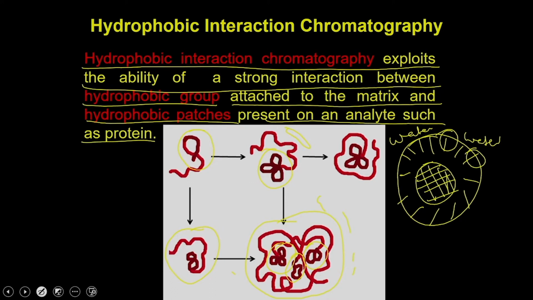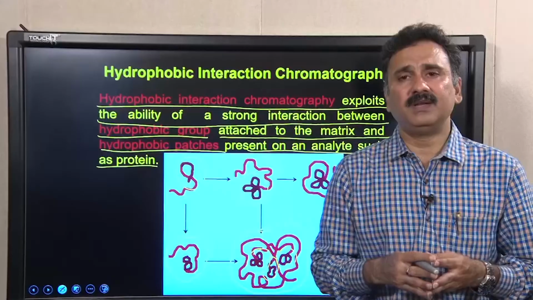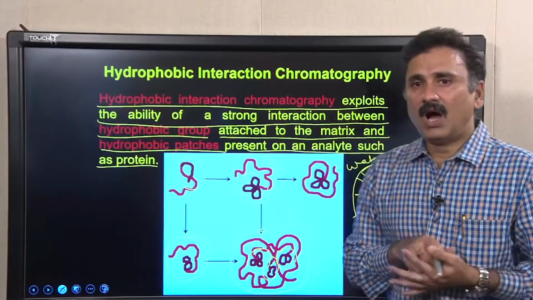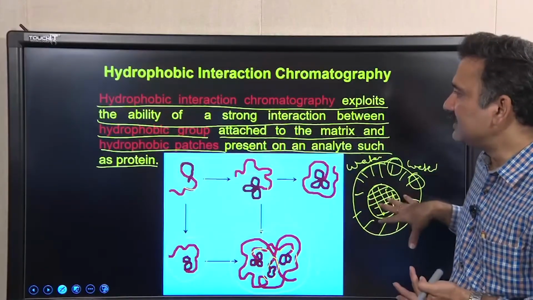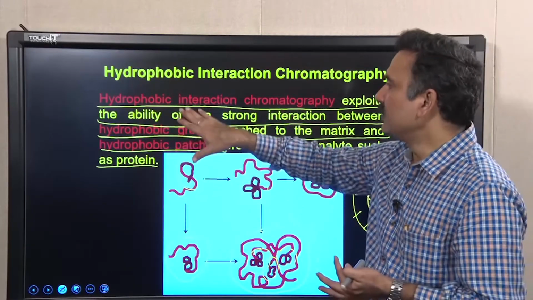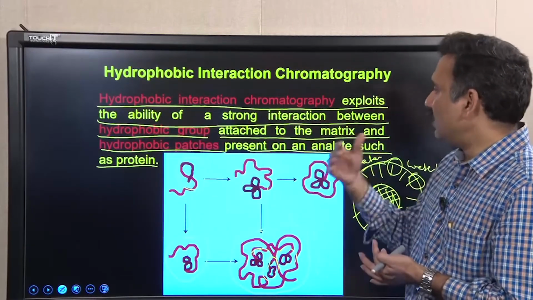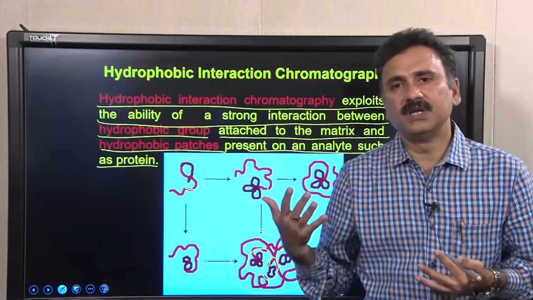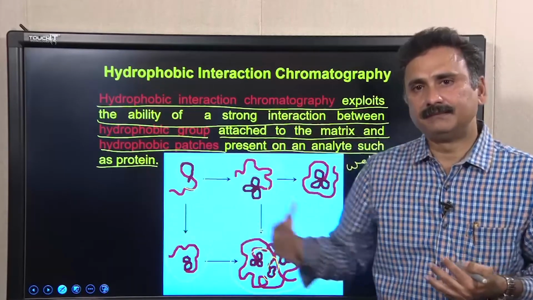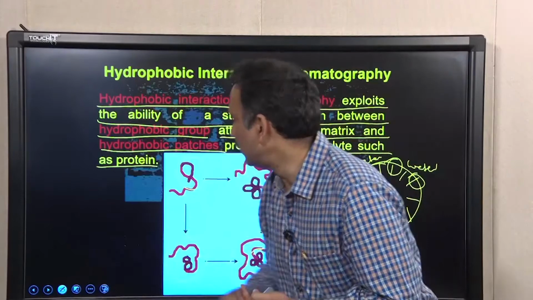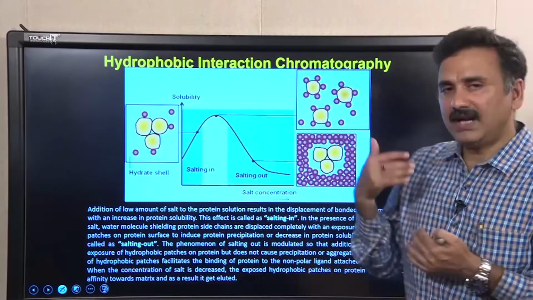So the question comes: if the hydrophobic amino acids are present inside, how could they be available to interact with the hydrophobic groups attached to the matrix? Because that is what you are supposed to achieve.